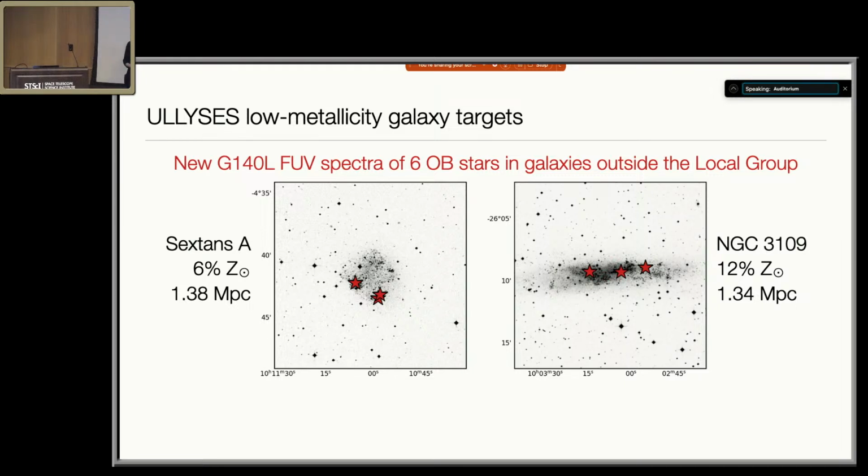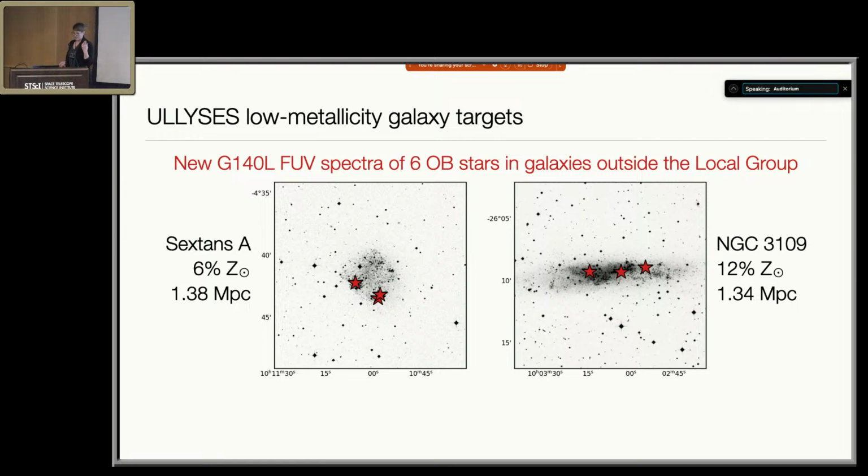So Ulysses obtained new G140L spectra of 6 O and B type stars in these two star-forming dwarf galaxies that are outside the edge of the local group. So these are something like more than 20 times farther away than the SMC. And so these 6 stars took about 10% of the Ulysses orbits that were devoted to the high mass stellar component. So these are expensive targets.